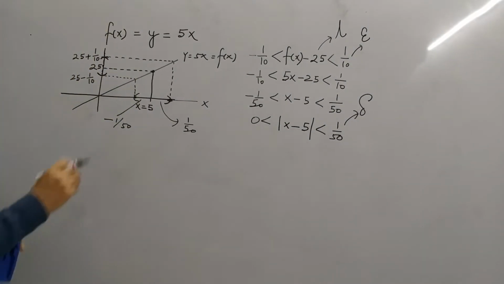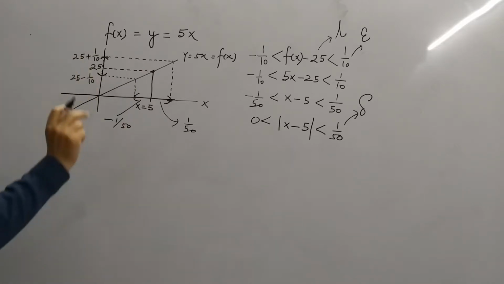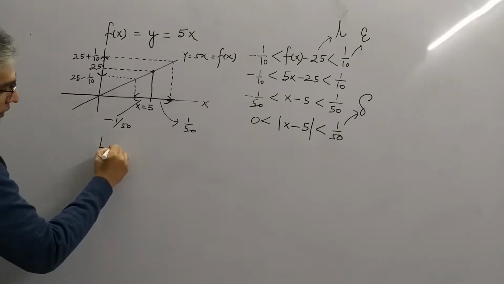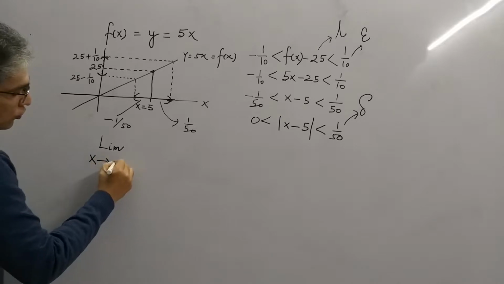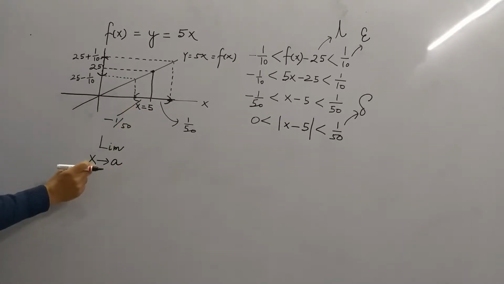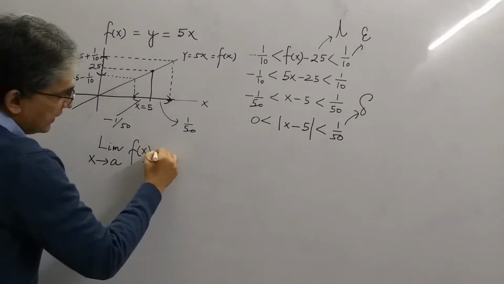Now let me develop a definition. Now let me see if you can get that. Now I am saying that limit x tends to a. Now here x was going to 5. I say limit x tends to a of the function is L.